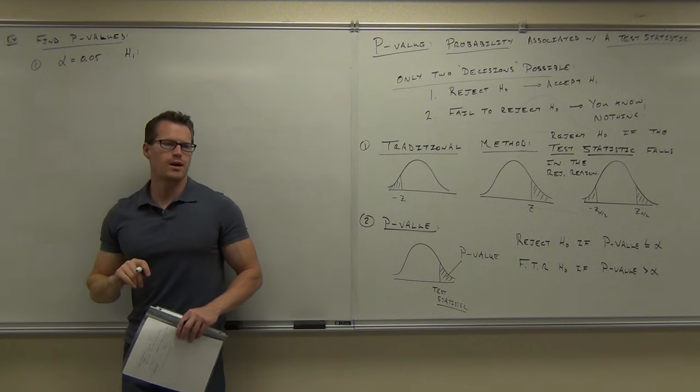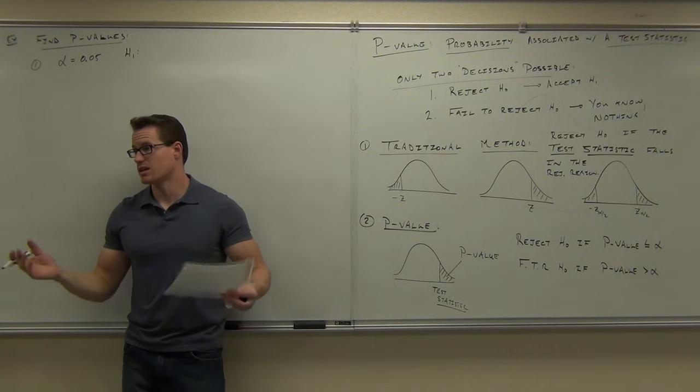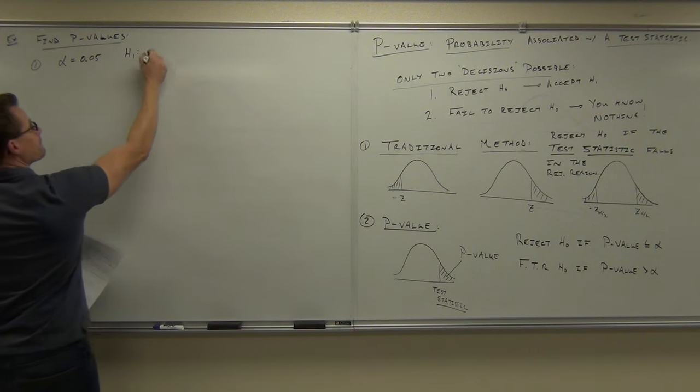If I don't give you an H sub 1, can you tell whether it's a left tail, two tail, or right tail test? So do I have to give you an H sub 1? You gotta have an H sub 1. Otherwise, you're not gonna be able to tell what type of test you're dealing with.